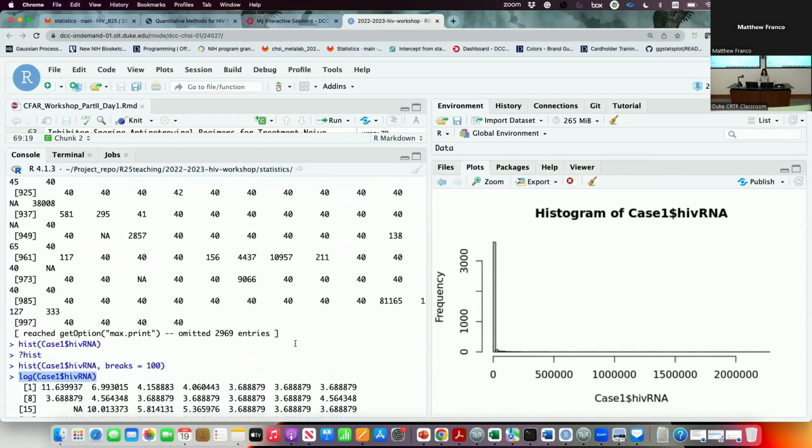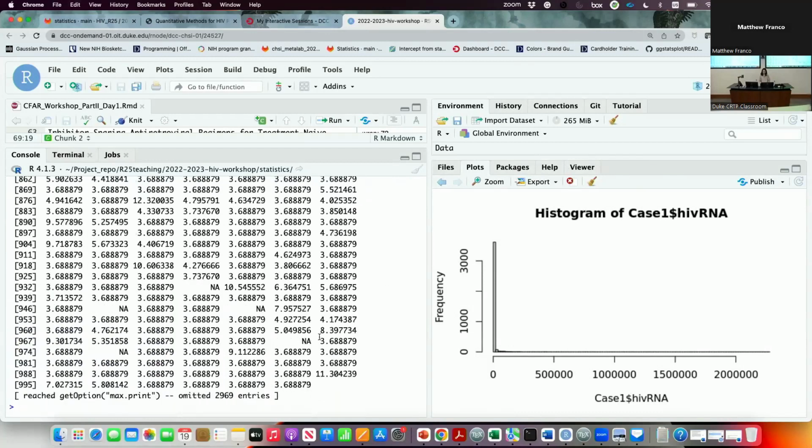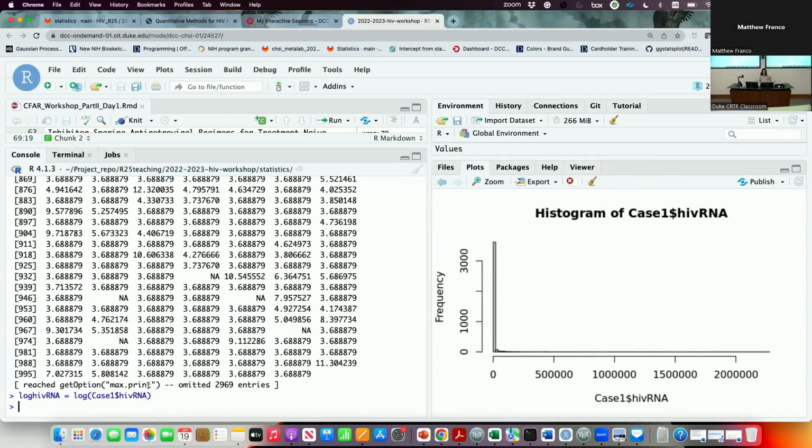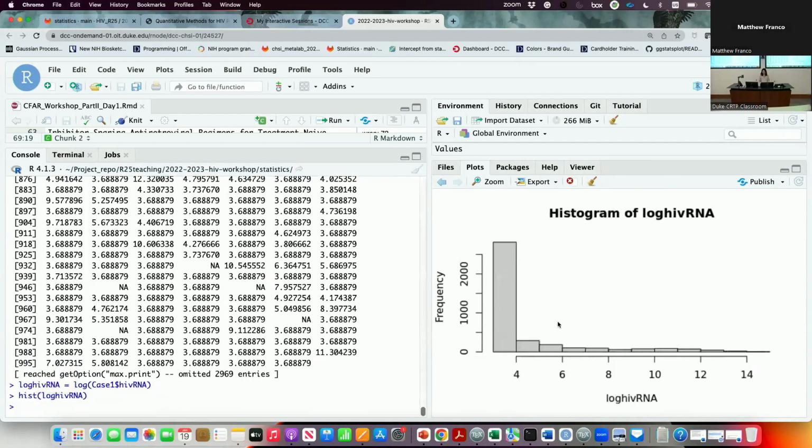Okay, so once you have this log, then you can have a new variable name for this HIV. For example, I could say log HIV RNA, to say this is actually the log-transformed HIV RNA. So you can assign a new name for this. And once you do that, you can just directly say hist of log HIV RNA. So this gives you a much more informative histogram. Okay, so this is how you generate this histogram.